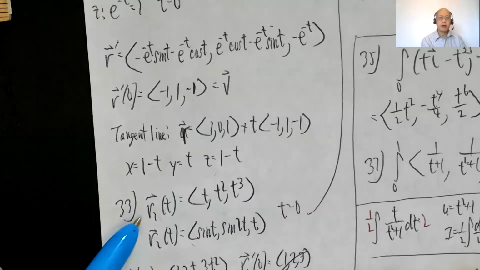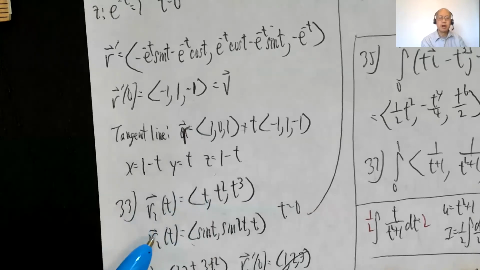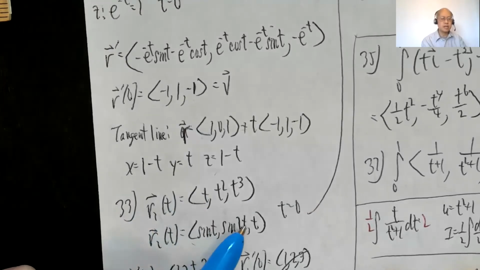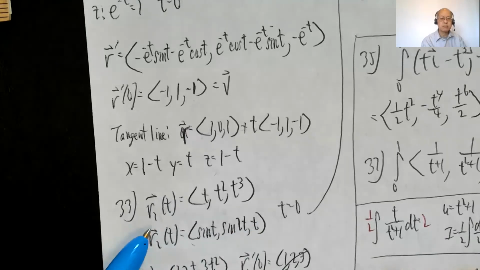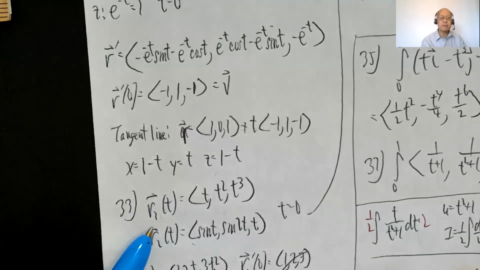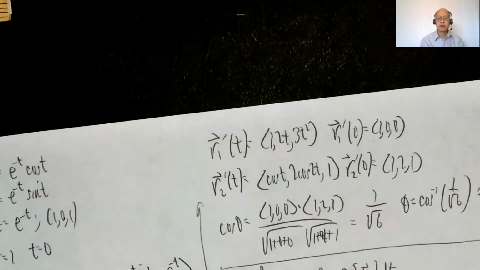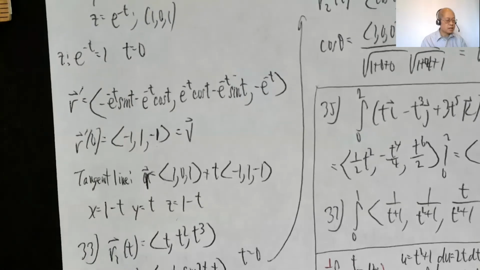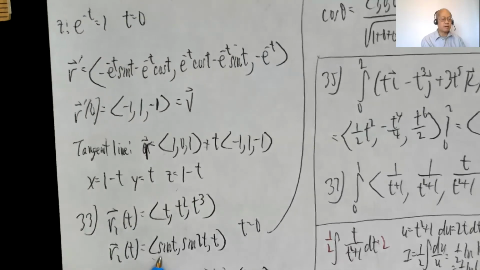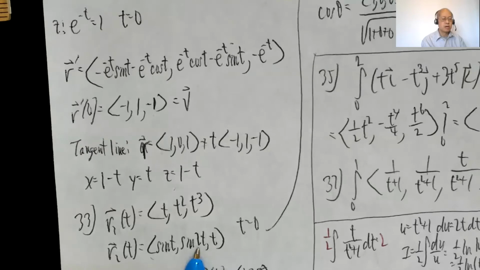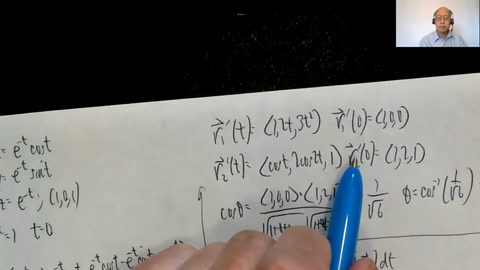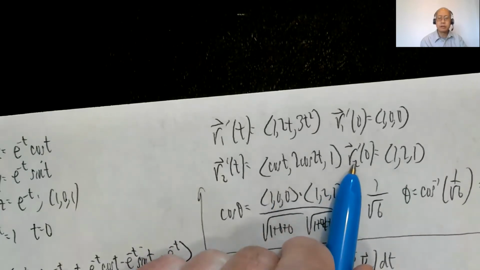Okay, 33. r1 of t is (t, t squared, t cubed). r2 of t is (sin t, sin 2t, t) at t equals 0. So I take r1 prime, the derivative of this is (1, 2t, 3t squared). Plug in 0, you get (1, 0, 0), which is also i. And then let's see, what's the derivative of this vector? (cos t, 2 cos 2t, 1). Plug in 0, (1, 2, 1).